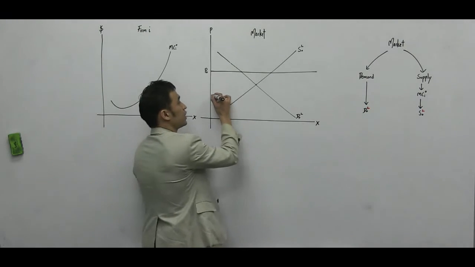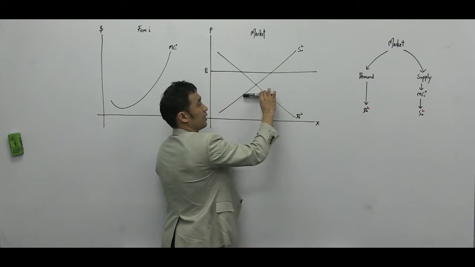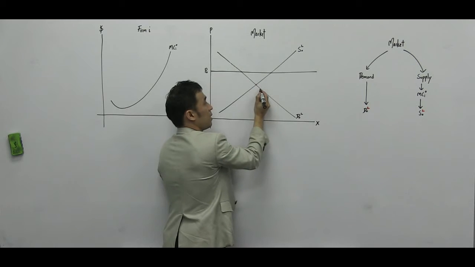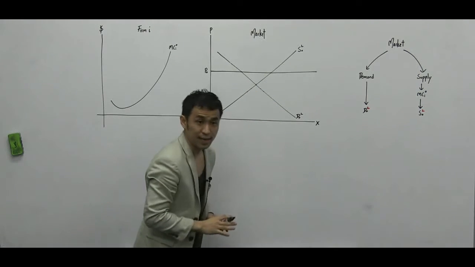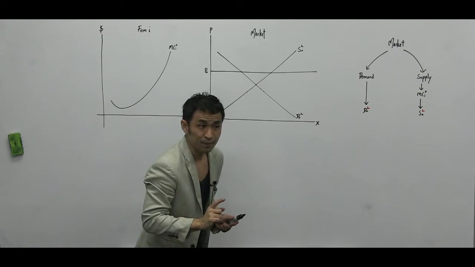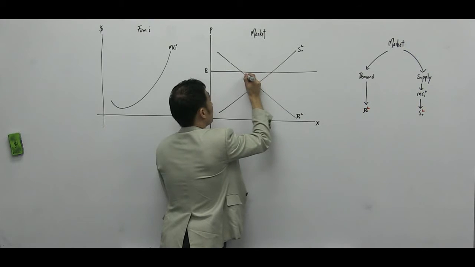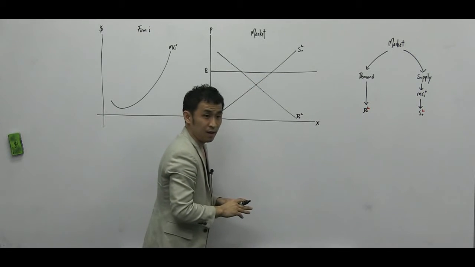Importing industry, this will be my P0, right? Imagine here. At any price below, my demand will be more than supply. You understand? You get it? At any price above, my supply is more than demand. Okay? You get it?